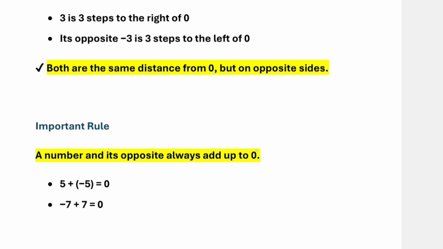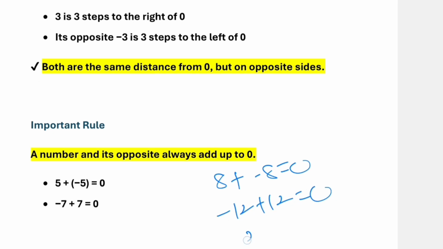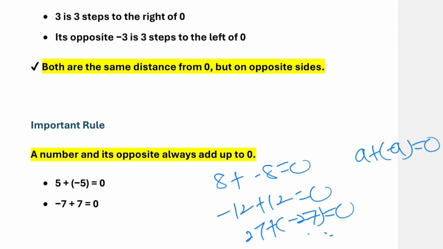And the second one is when you add opposite numbers, the result is 0. For example, 8 plus minus 8 is equal to 0. Minus 12 plus 12 is equal to 0. And 27 plus minus 27 is equal to 0, and so on. a plus minus a is equal to 0. I think you understood the idea of opposite numbers.